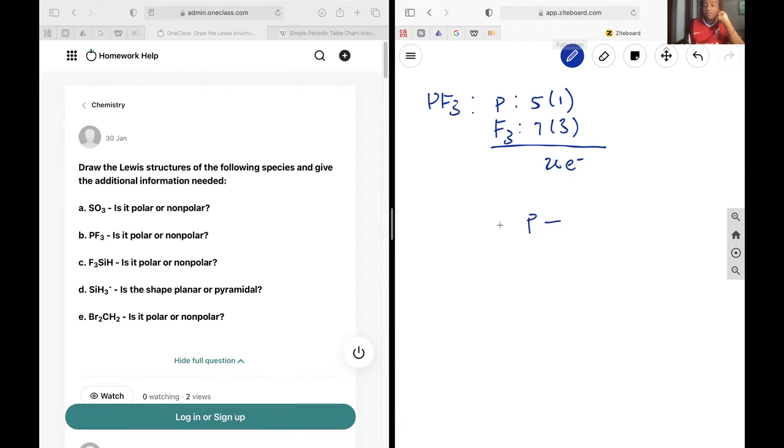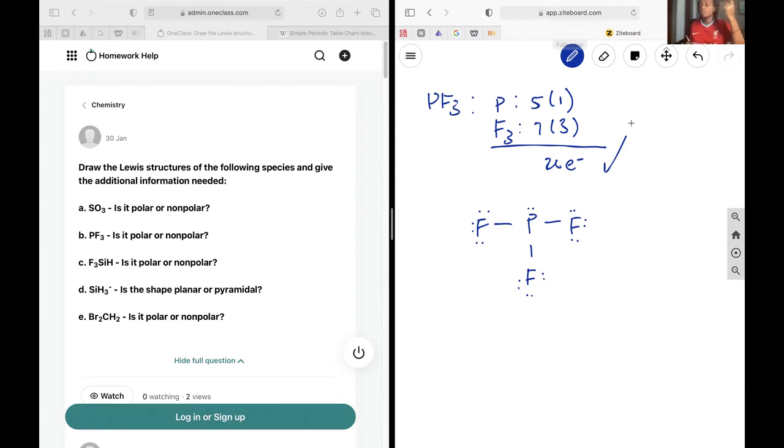Let's put phosphorus in the middle. Fluorine is the most electronegative. It doesn't make sense to have it in the middle. And so let's start with that and fill in everybody's octets, and then see if you have anything left over. 2, 4, 6, 8, 10, 12, 14, 16, 18, 20, 22, 24, 26. So all of my electrons are taken care of.